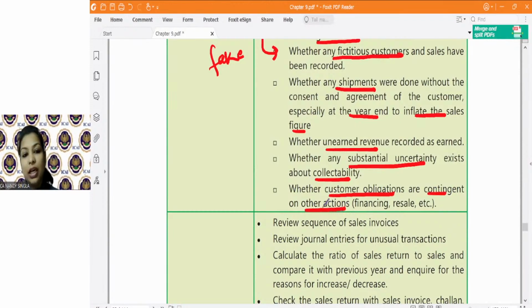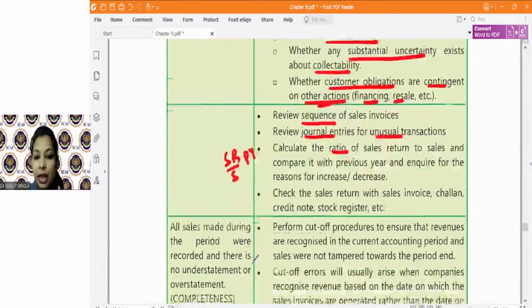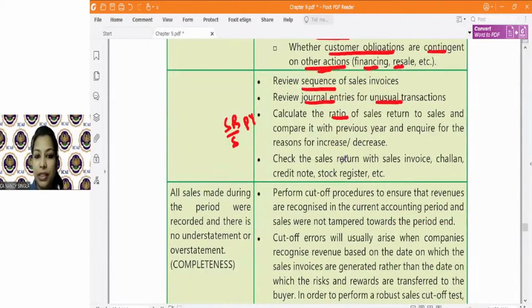Ayushi, you were mentioning ना other actions क्या हैं. तो financing and resale. Sequence देख लो. General entries with respect to unusual transaction देख लो. Ratio of sales return to sales and compare it with the previous year. Ask for any reasons for increase and decrease. And sales return को क्या, you can compare with sales invoice, challans, credit note, stock register.